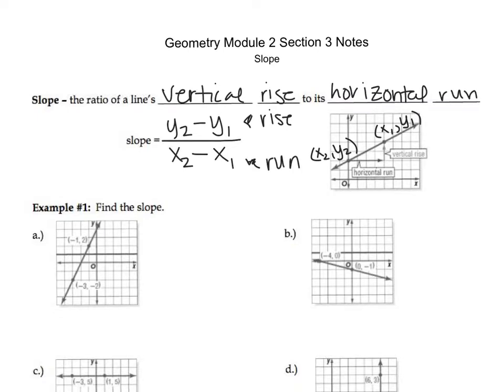And it's extremely important here that the points you label x1, y1, and x2, y2, you start with the same value from each point in the numerator and denominator. So it doesn't matter which one you label, but if you start with y2 in the numerator, you have to start with x2 in the denominator. Let's go ahead and look at some examples.